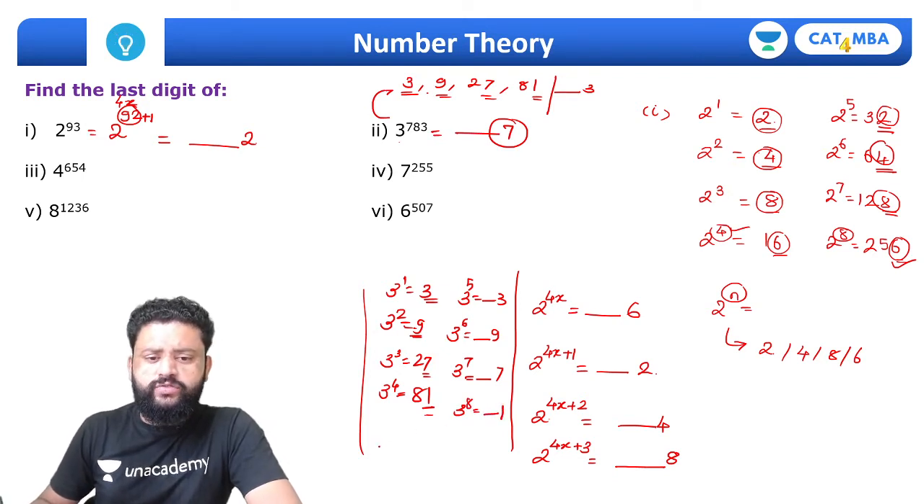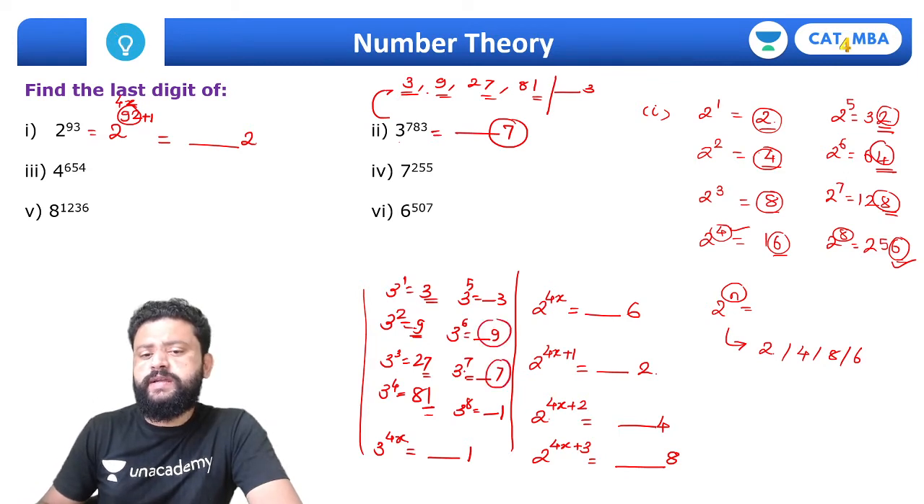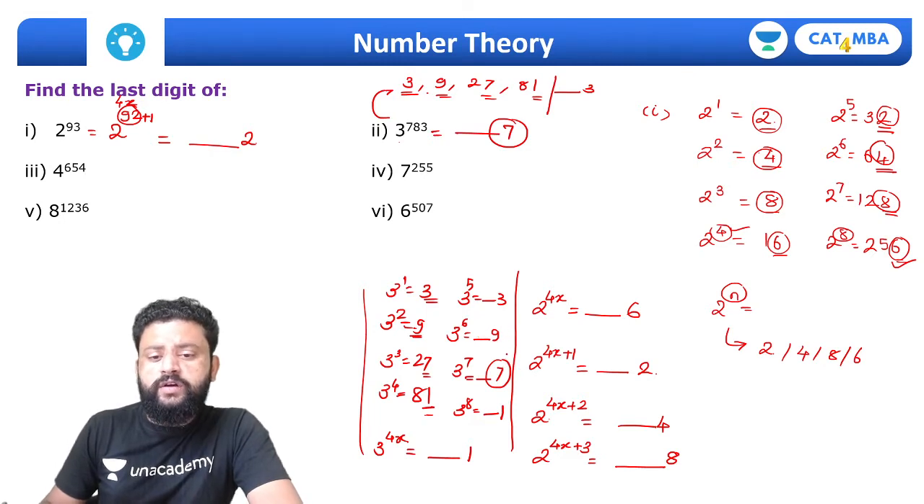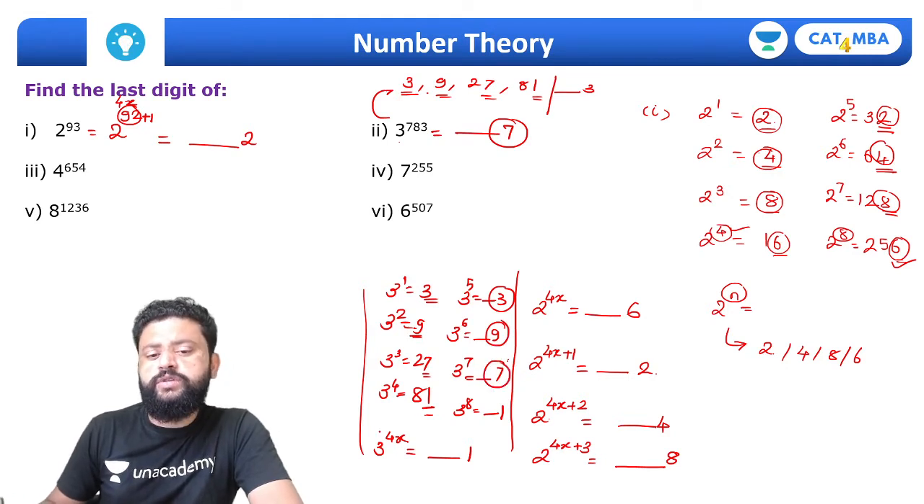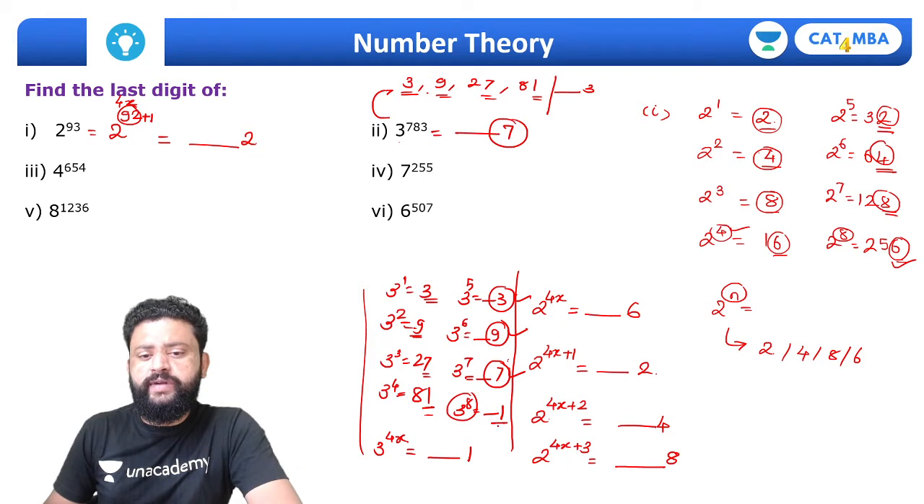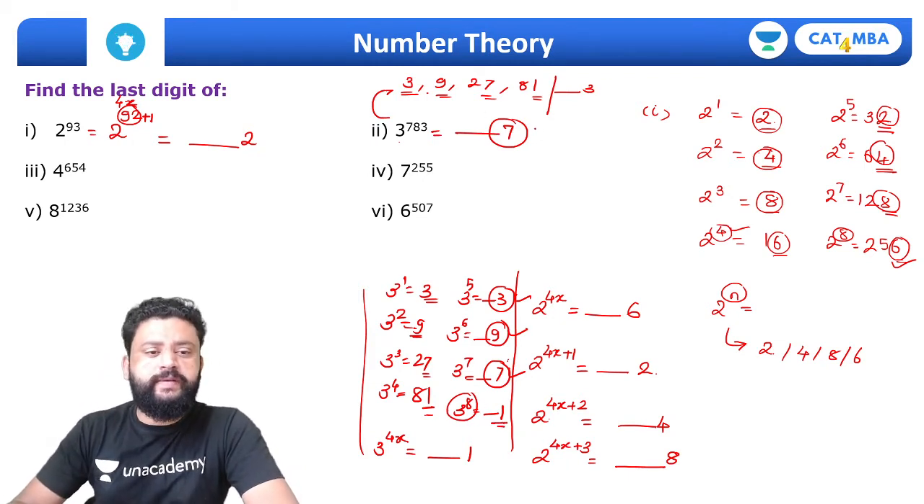So in this case what I can say, 3 to the power 4's multiple will always end with 1, and if it is 4's multiple plus 1, it will end with 3. 4's multiple plus 2 will end with 9, and 4's multiple plus 3 will end with 7, and 3 to the power 4's multiple will end with 1. So that's what we can conclude here. So the answer for this question will be 7.